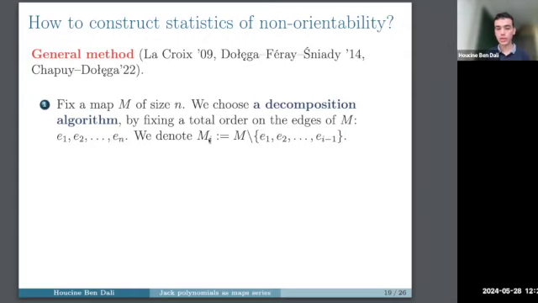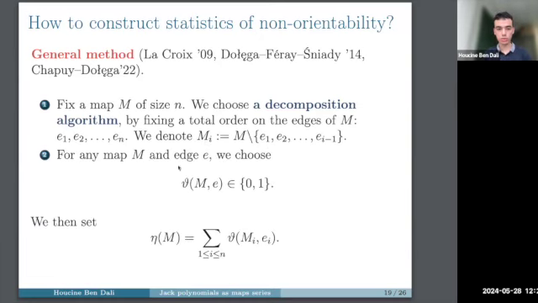And we will denote by MI the map obtained by deleting the first I-1 edges. So this is the first step. The second step is to define some statistic on pairs of map and edge. So if M is a map and E is an edge of this map, we have some statistic, kind of oracle, which tells us if theta of ME should be 0 or 1.